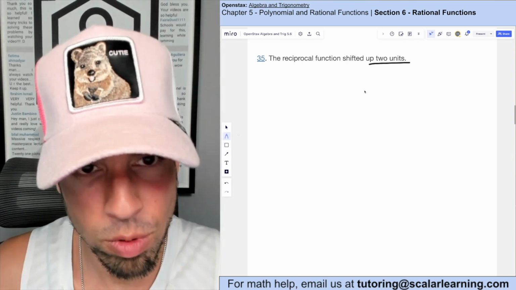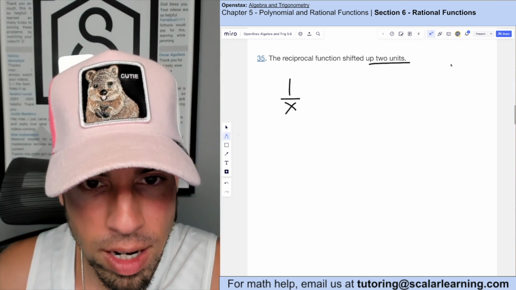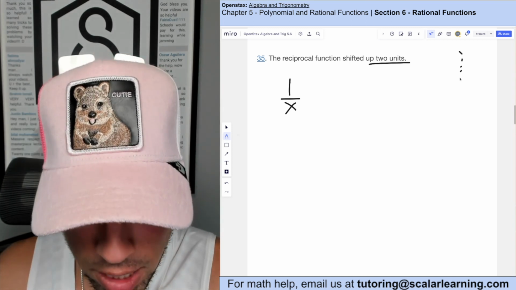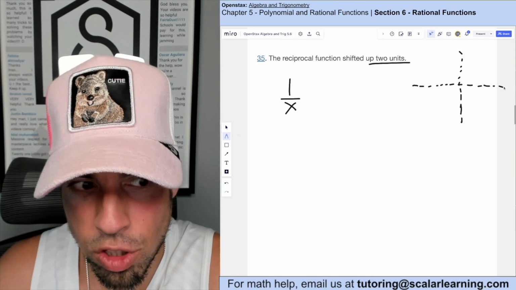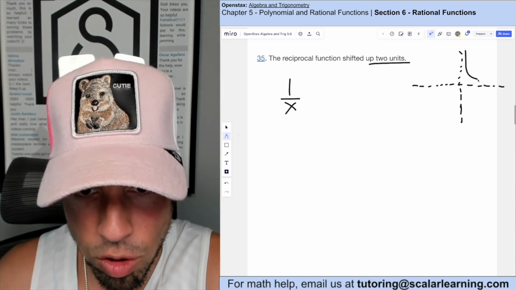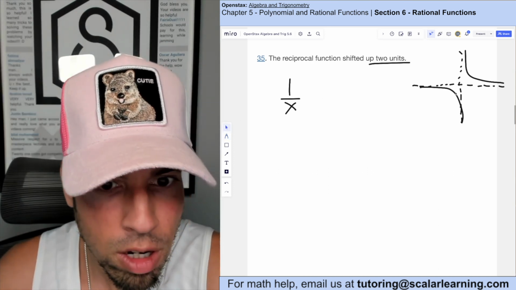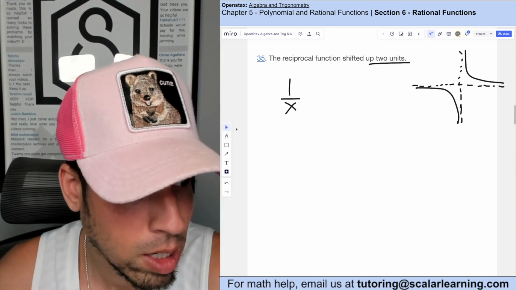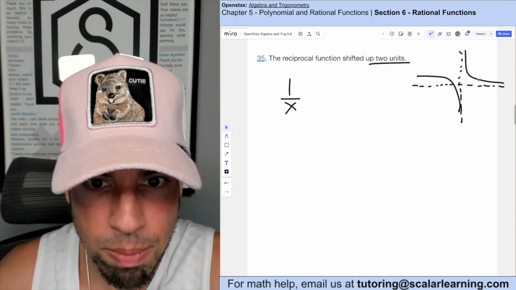So this one says the reciprocal function shifted up 2 units. So what is the reciprocal function? The reciprocal function is 1 over x. So just so you can see, it's got a nice vertical asymptote at 0, a nice horizontal asymptote at y equals 0, and it typically looks like this. It goes blop and blop like that, right? Not actually touching those asymptotes. So let me move it over just to make it more precise.